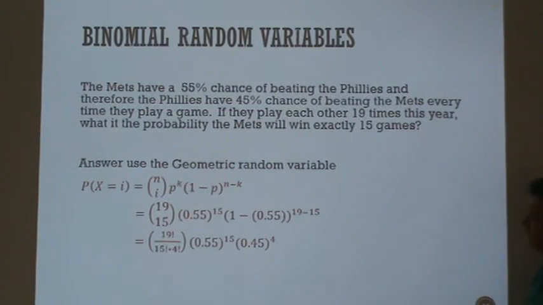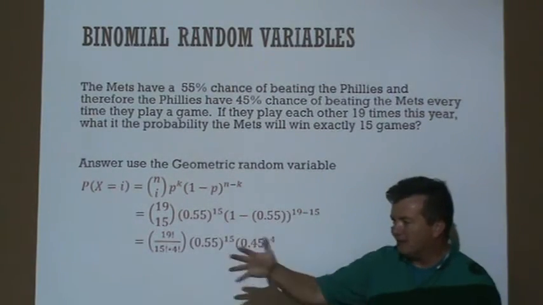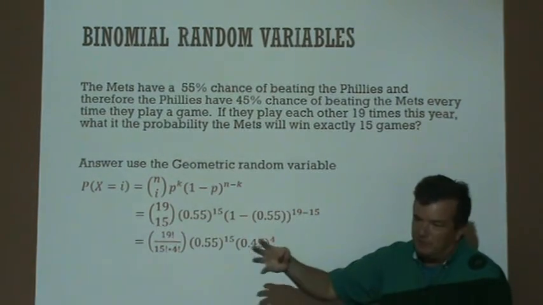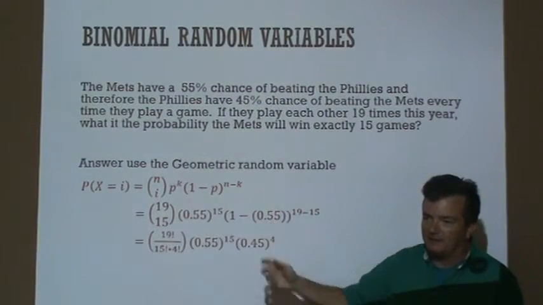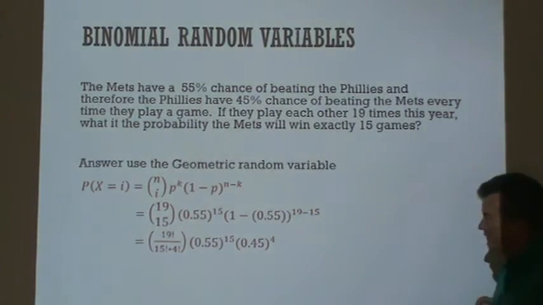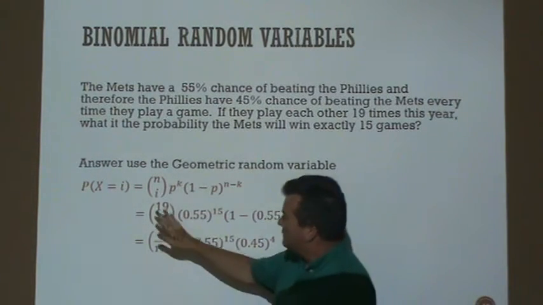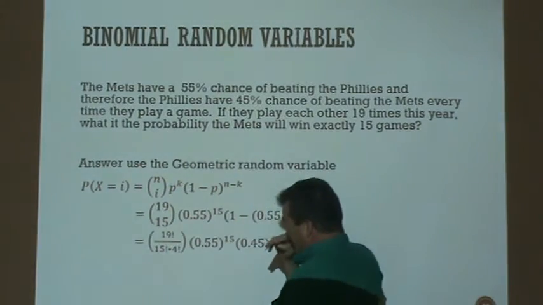But if they're playing 19 times and you want to know the probability that out of those 19 times, the Mets will win some fixed number like 15 out of 19. So you want to make a bet that they'll win at least 15. You want to know what's the probability they'll win exactly 15. You could use this formula, which is very similar to the last one.